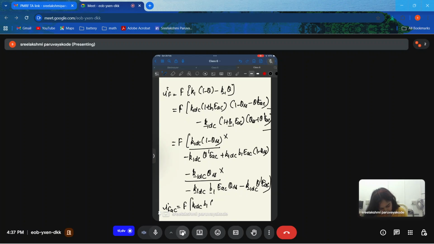So EAC is common. I'm going to take it out. 1 minus theta SS, this is the first term. The next term, if you see, is K minus 1 DC B minus 1 theta SS. I'm going to just write that separately. You see, there are two terms with theta dash. Where theta dash is in common, I'm going to take theta dash outside, and beside that is K1 DC plus K minus 1 DC, theta dash or d theta by dE, whole into EAC.